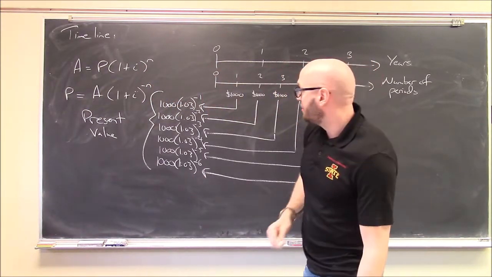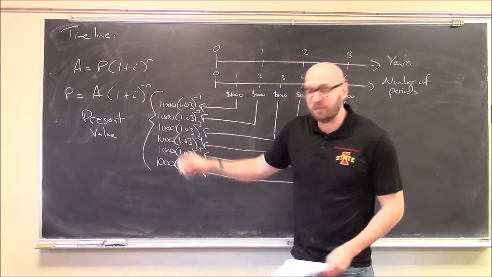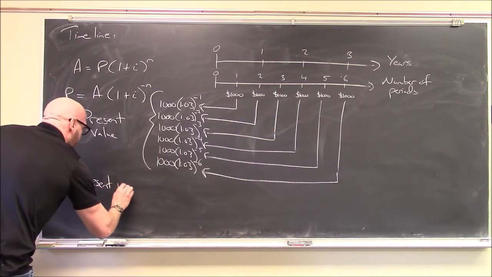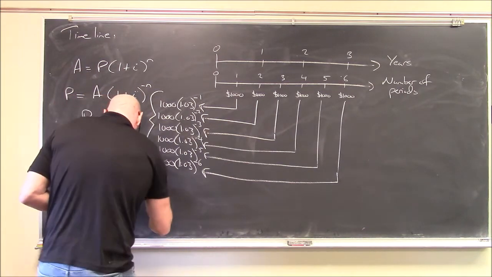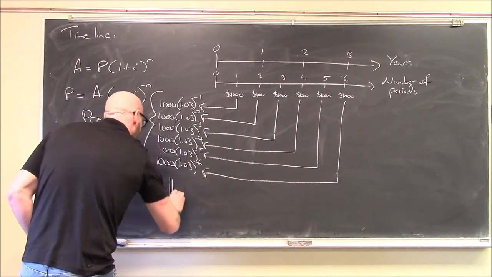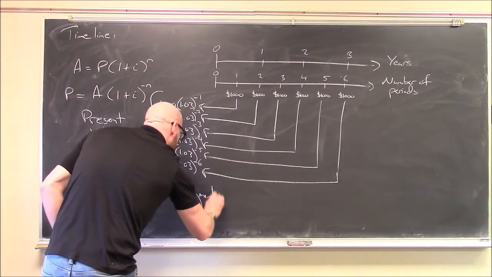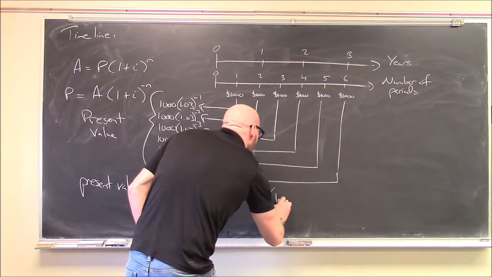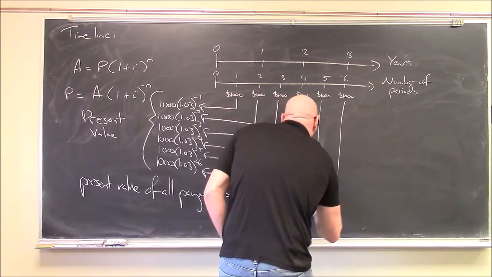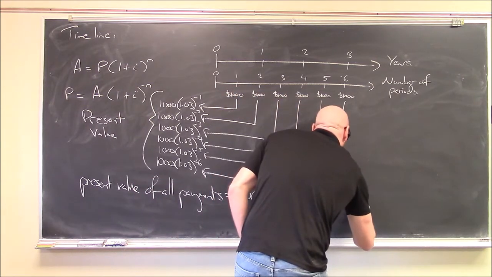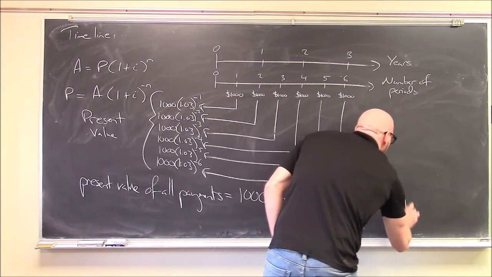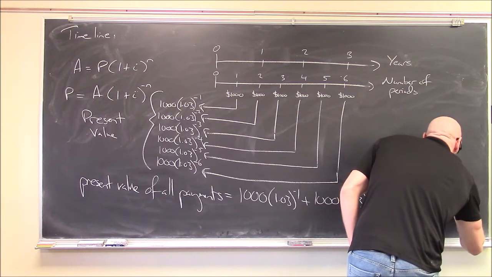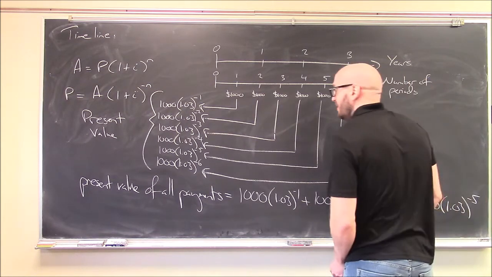So how much did I have to deposit? Well, I had to deposit the sum of all of these values. And so the present value of all payments is the sum of all of these things: 1,000 times 1.03 to the minus 1, plus 1,000 times 1.03 to the minus 2, and so on, add them all up, plus dot dot dot, plus 1,000 times 1.03 to the minus 6.